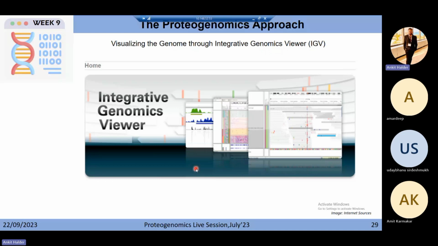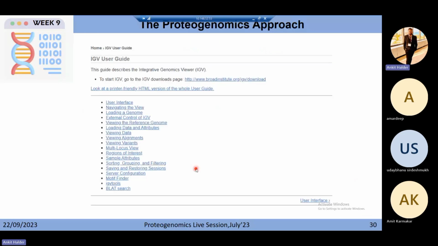So the Integrative Genomics Viewer helps you analyze and look out for certain things. This is the user guide, so you can go and download the Integrative Genomics Viewer as well. After you have got the variant file, it is just in a text file format and you cannot read that, it's not possible. So always prefer to visualize. IGV helps you get a very good, better visualization of it.